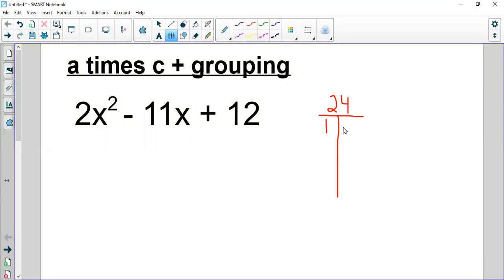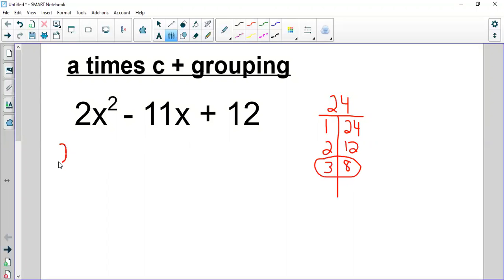Well, let's see. Factors of 24, 1 and 24. No, they add to make 25. 2 and 12. No, they add to make 14. 3 and 8. Oh, guess what? They add to make 11. So 3 and 8 will be the factor pair that I'm going to use. But I'm not really going to use 3 and 8 because I'm trying to make a negative 11. I'm actually going to use negative 3 and negative 8 because negative 3 times negative 8 gives me positive 24, and negative 3 plus negative 8 gives me negative 11.